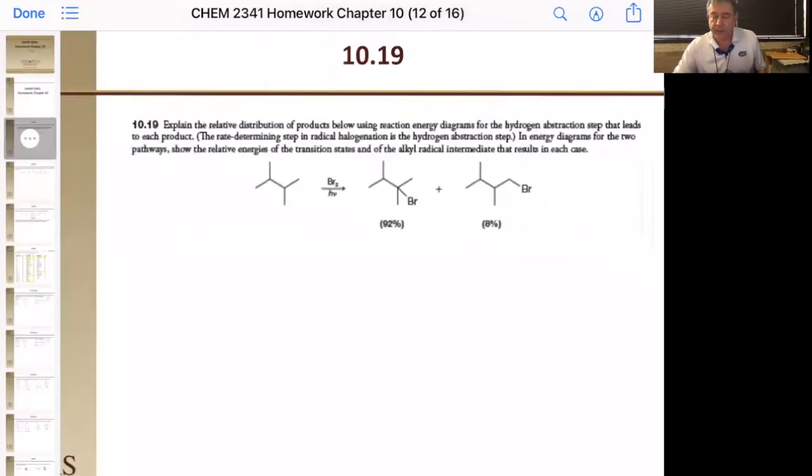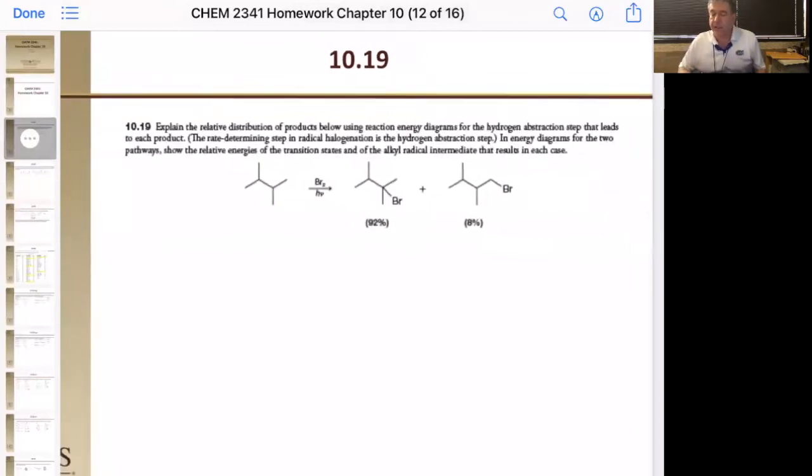Explain the relative distribution of products below from the reaction diagram of the hydrogen abstraction step that leads to each product. Okay, so the rate determining step is that hydrogen abstraction step. So we can look at that and see that there are two different pathways right here. On the first one, we have a tertiary hydrogen, and on this one, we have a primary hydrogen. So remember, there's a difference in stability with those in general.